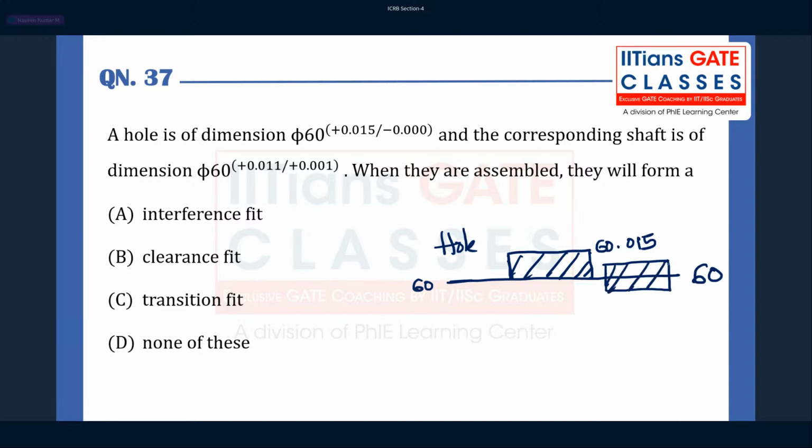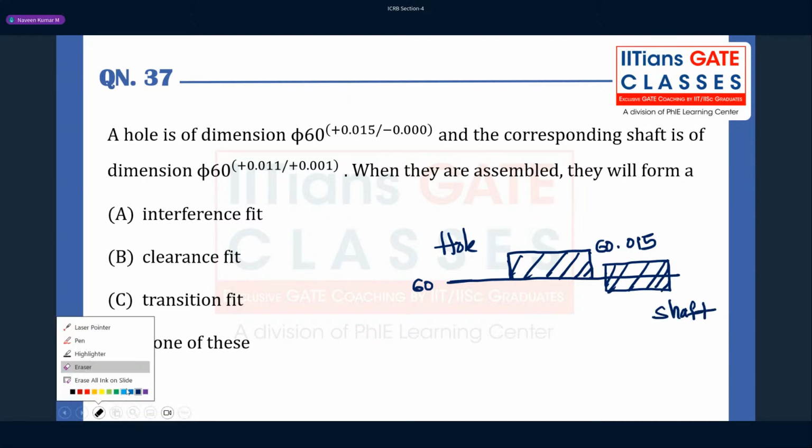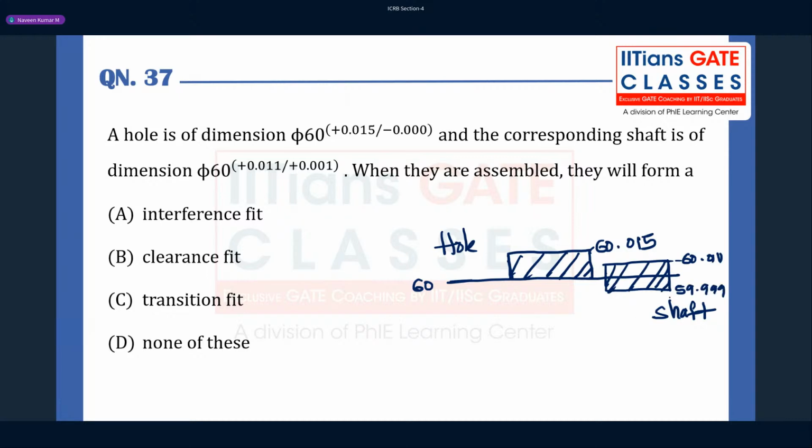Okay, this is for the shaft. Let's remove this 60 here, not to get confused. And here this is 60.011, right? So what is 60 minus 0.001, right? It is 59.999. This is for the shaft.